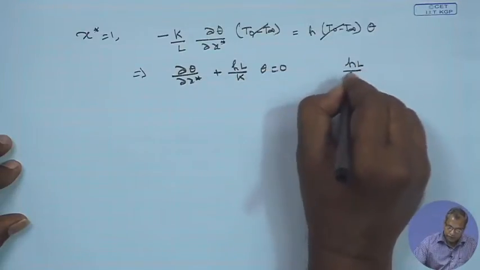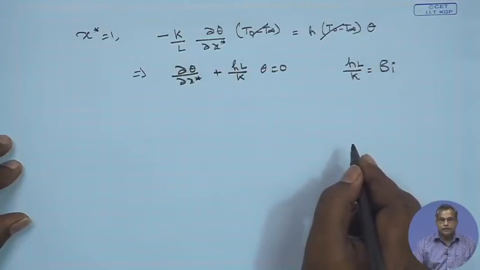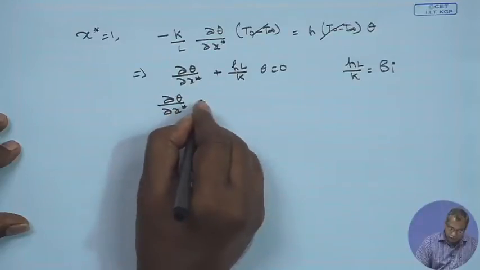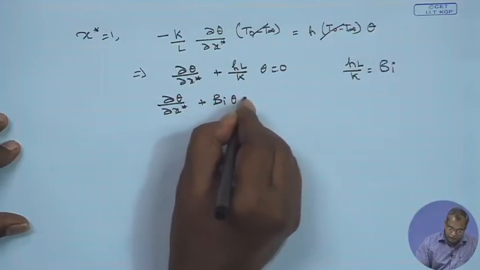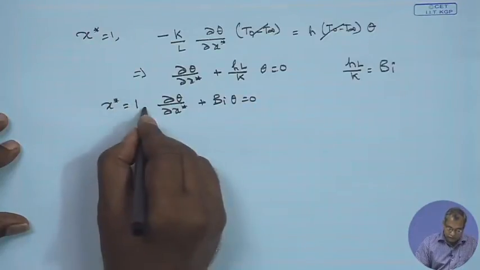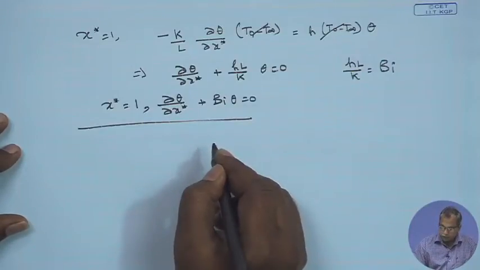What is h L by k? It is called the Biot number. It is a non-dimensional number. It is the ratio of the thermal resistance by diffusion divided by the thermal resistance by convection. So we will be having del theta del x star plus Bi theta is equal to 0 at x star is equal to 1.